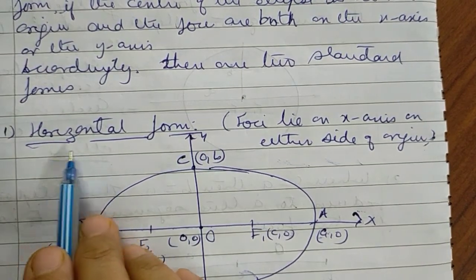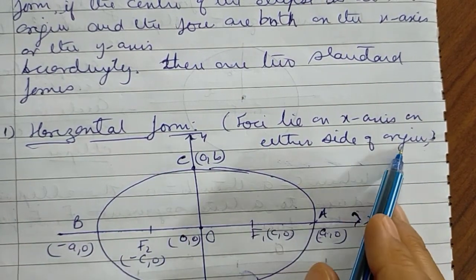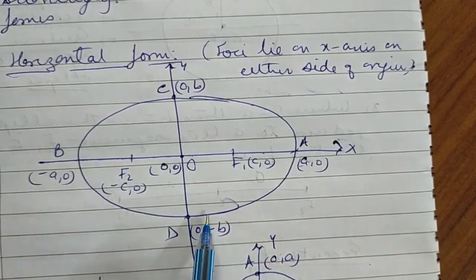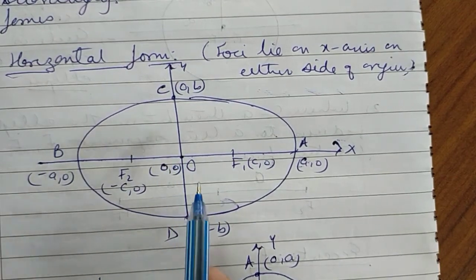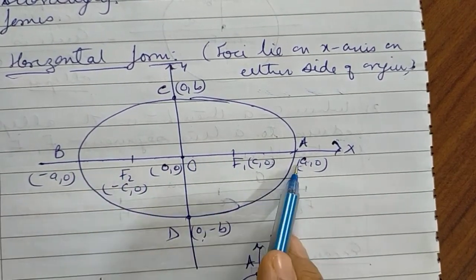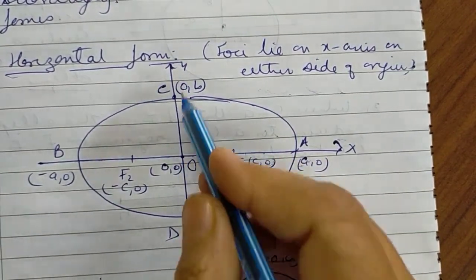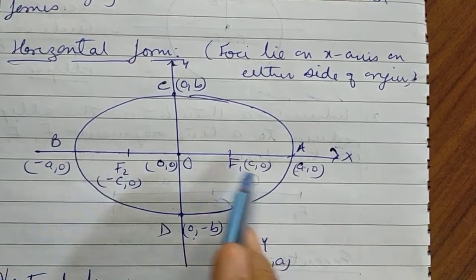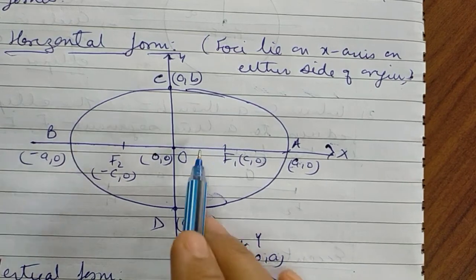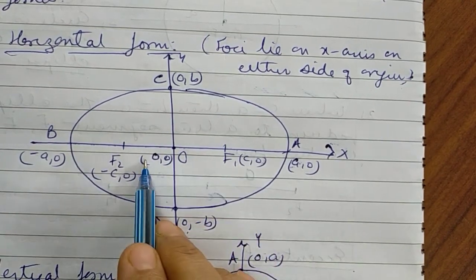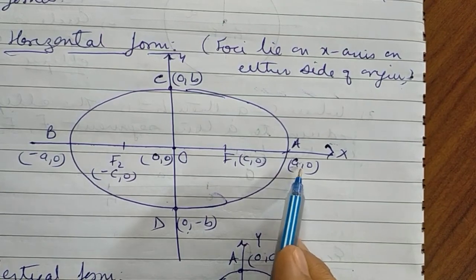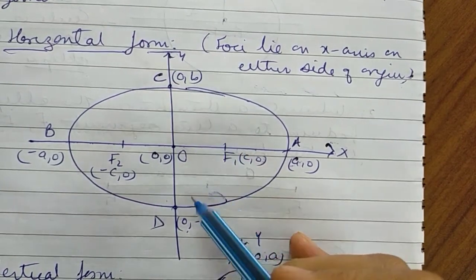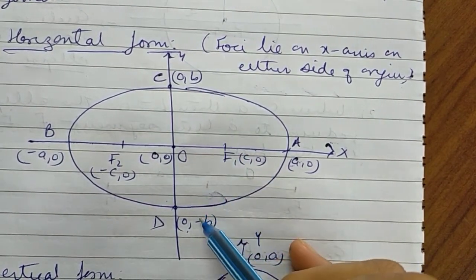First is called the horizontal form and the other one is called the vertical form. Now, the horizontal form is the one in which the foci lie on the x-axis on either side of the origin, and the shape of the ellipse is somewhat like this. Center is at the origin. The two foci are along the x-axis and the minor axis is along the y-axis. So obviously the two foci and the vertices both lie on the x-axis, having coordinates plus minus c comma 0 for the foci and plus minus a comma 0 for the two vertices. Similarly, the coordinates of the endpoints of the minor axis would be 0 comma plus minus b as it lies on the y-axis.